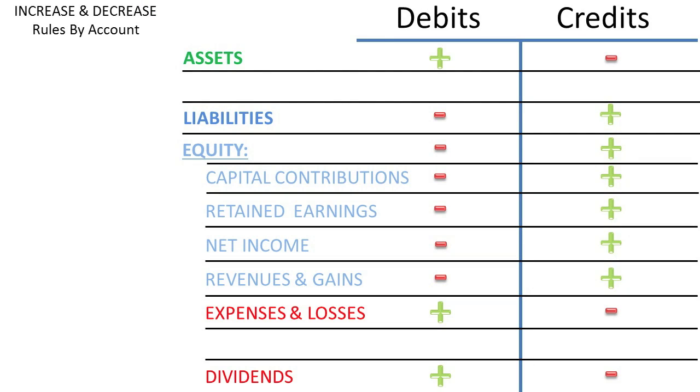Here are those accounts included in the list of accounts. Contra assets are increased with credits. Contra revenues are increased with debits. So contra revenues work just like expenses and losses as to their impact on the income statement.